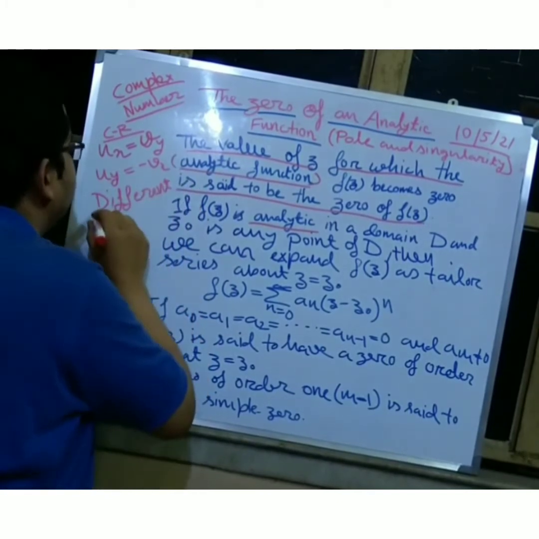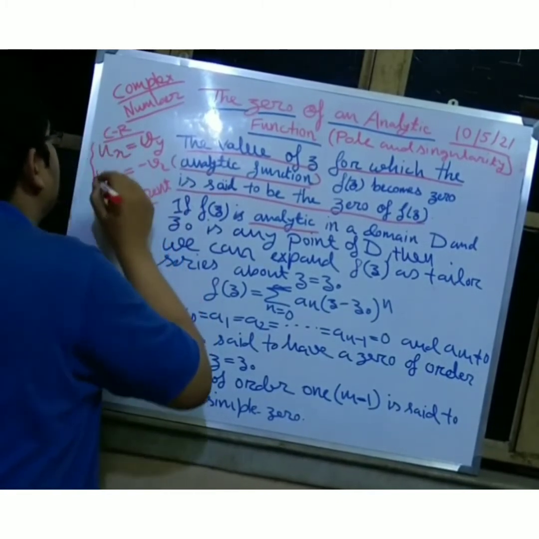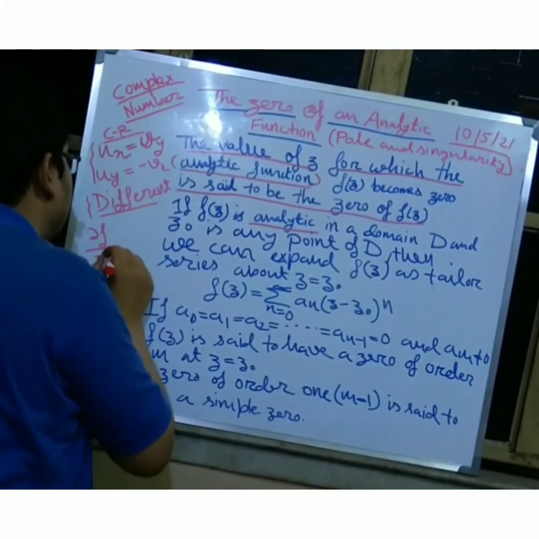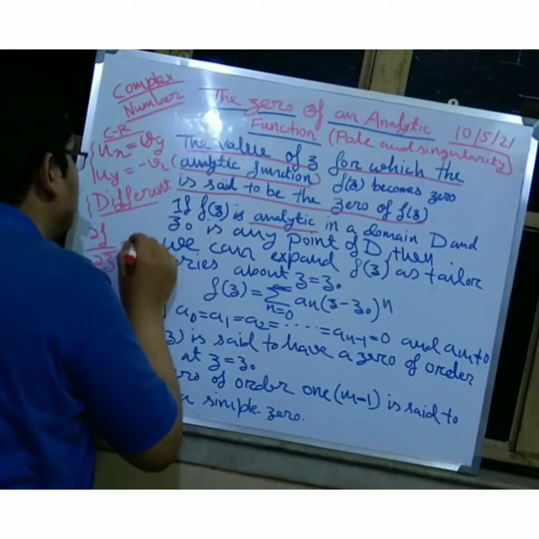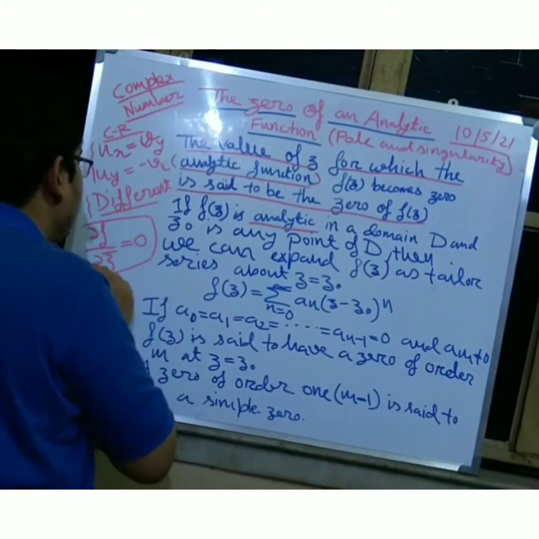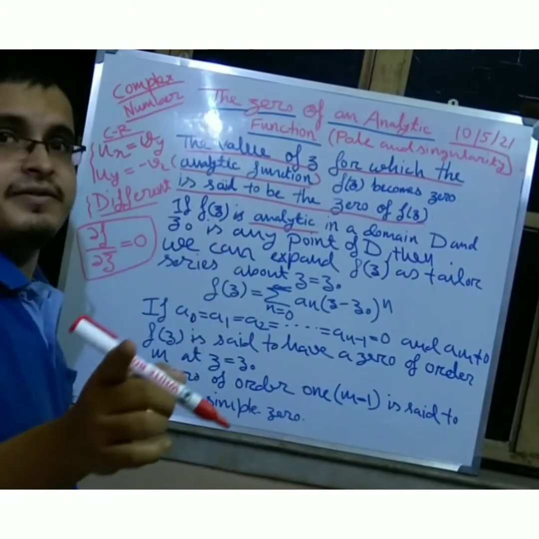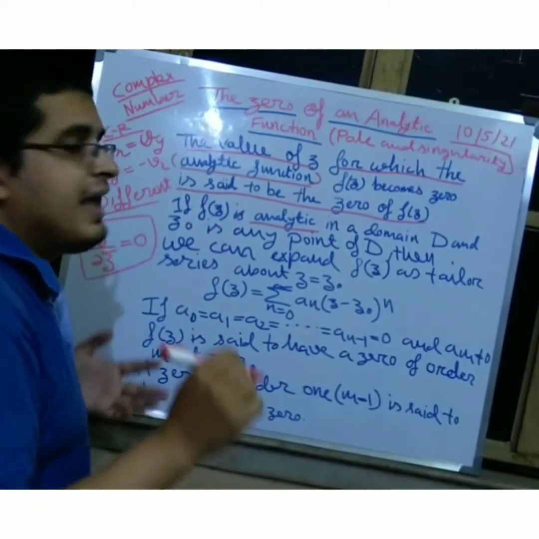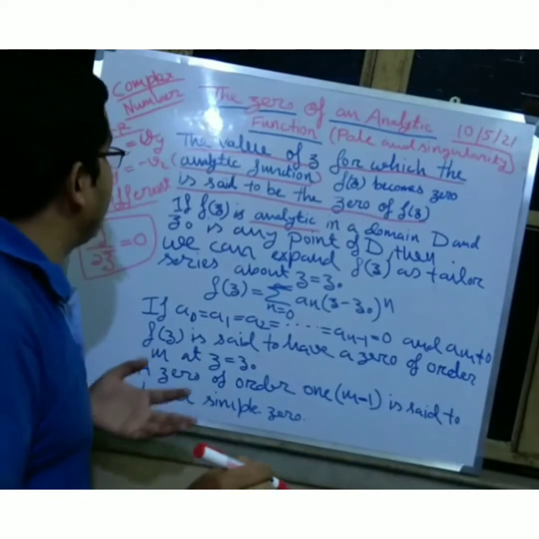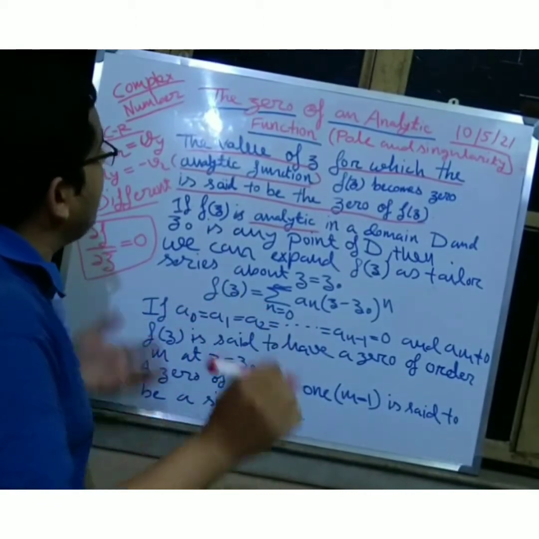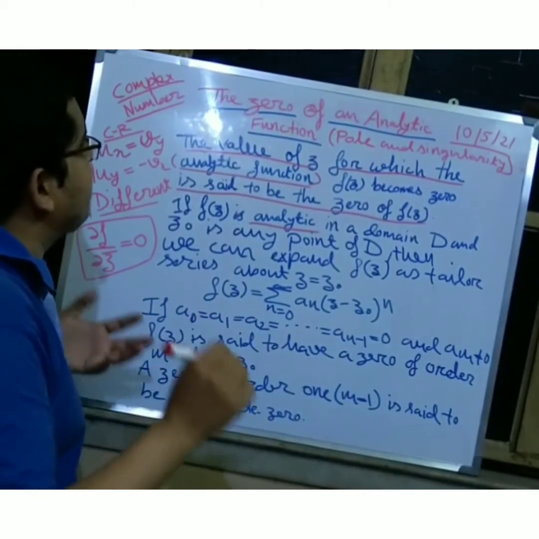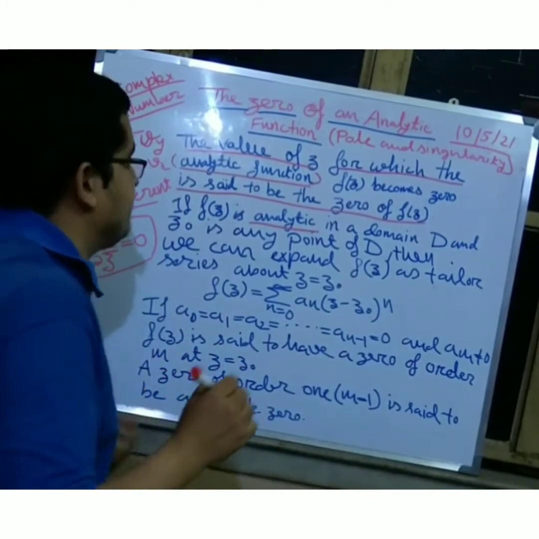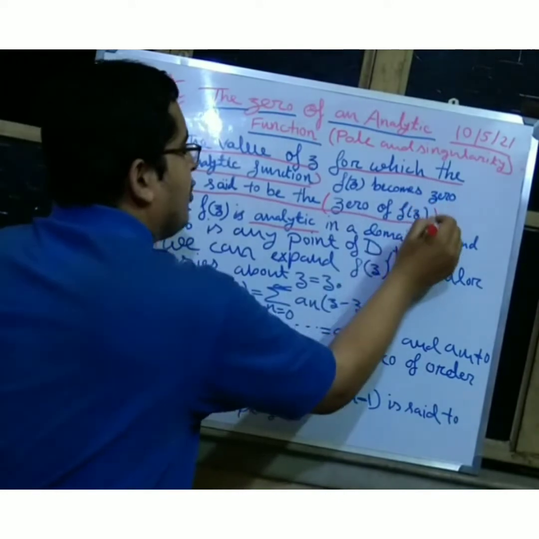Another factor, friends: del f by del z bar equals 0. Then the function is called analytic. I just recapitulated the previous theory. So we know that the value of z for which the analytic function f(z) becomes 0 is said to be a zero of f(z).